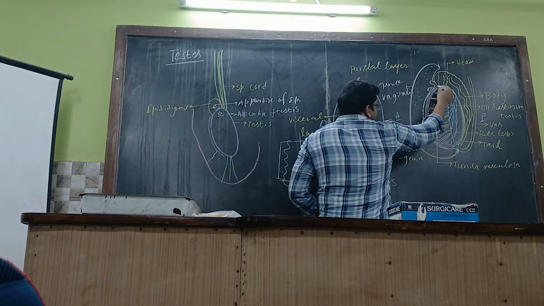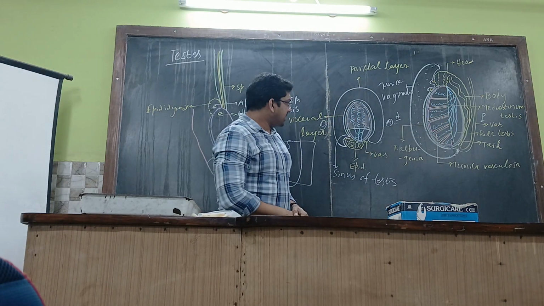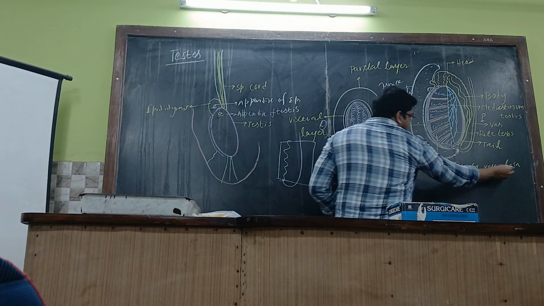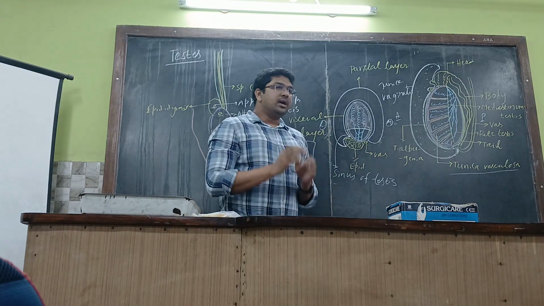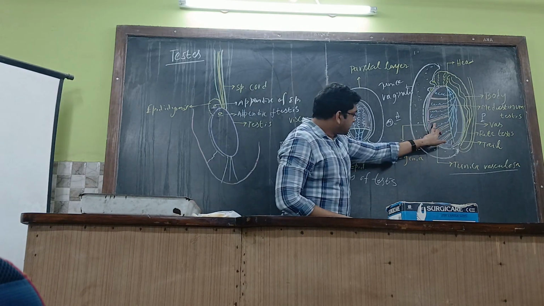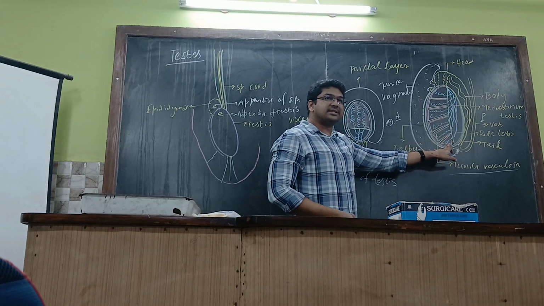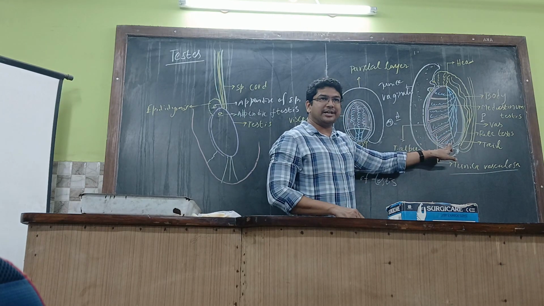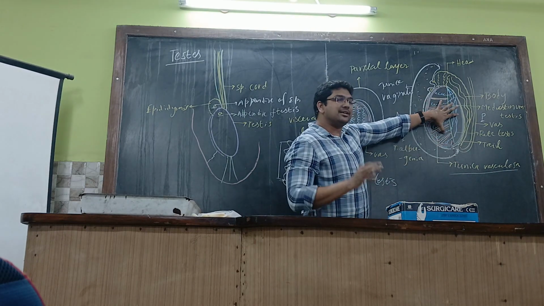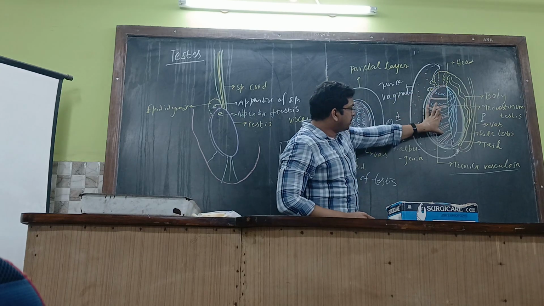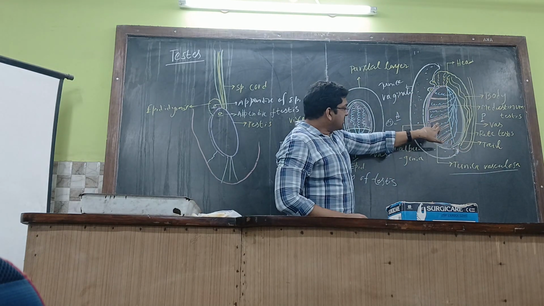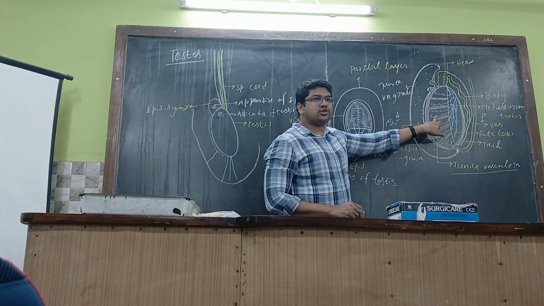The deeper layer is the tunica vasculosa. This is the tunica vasculosa over here. It is made up of areolar tissue. For example, if this is the testis, these are multiple lobules of the testis. I'll tell you how the lobules are formed later on. If you take one testis as a lobe, it is divided into multiple lobules in this manner. Each and every lobule contains seminiferous tubules.